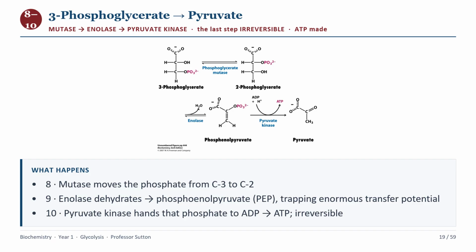Why is PEP such a good phosphate donor? Because when it gives up its phosphate, the product tautomerizes from the enol form to the keto form, and that conversion is strongly favorable. PEP has the highest phosphoryl transfer potential of any molecule in metabolism. That usually gets asked on its own.